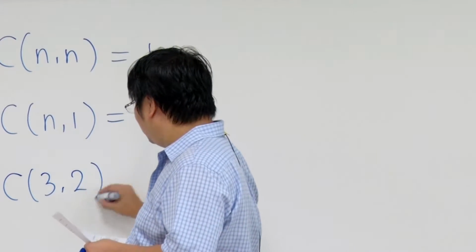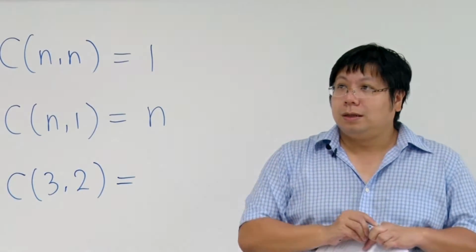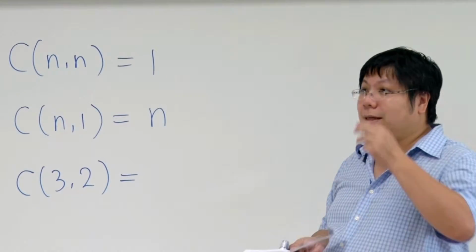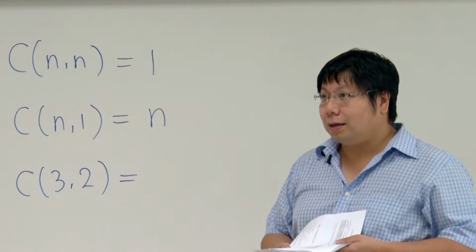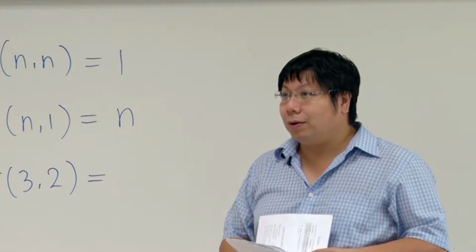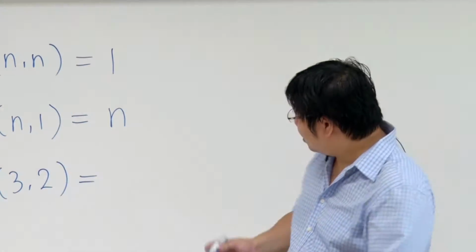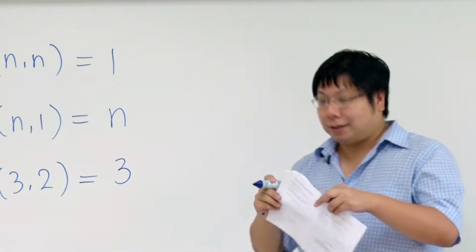C32 is equal to... so for C32, you have 3 objects, ABC, let's say. I want to take 2 of them. How many ways are there? So I can take AB, or I can take BC, or I can take AC, right? Okay, so this is equal to 3. There are 3 ways. Is that okay?